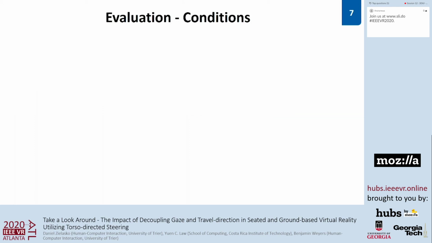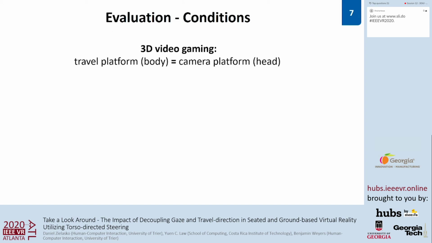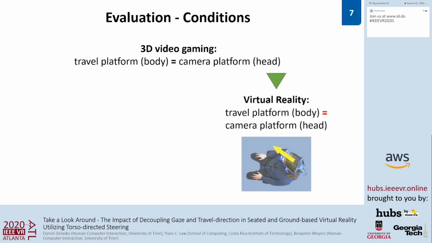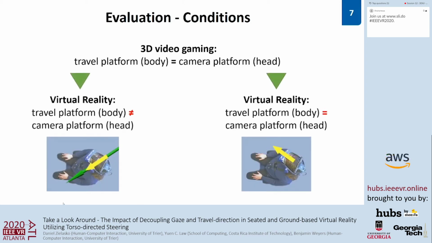Going from classic video gaming, where the travel platform usually is the same as the camera platform, one possible transformation to VR is to keep it the same, and we get gaze-directed steering. However, we also have the possibility to include a virtual body that rotates independently from the head, maybe because we actually want to display a consistent virtual body in VR. This virtual body could also be a vehicle, such as an office desk. In this work, however, we used a neutral green arrow above the subject's head.